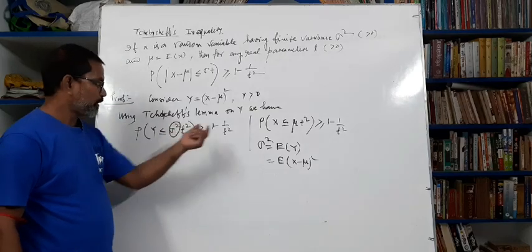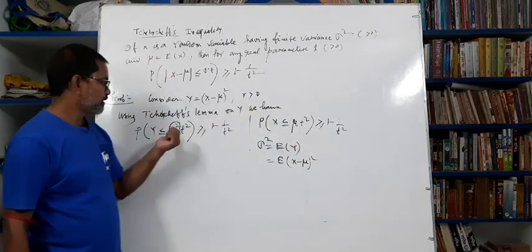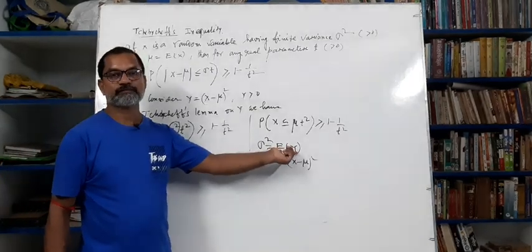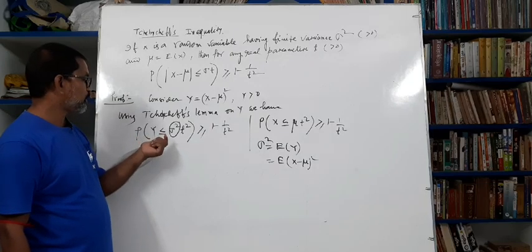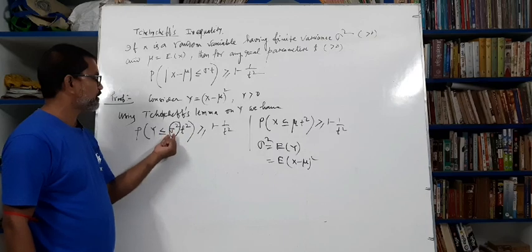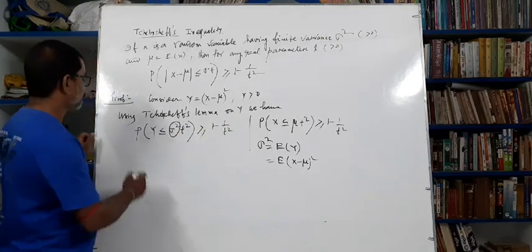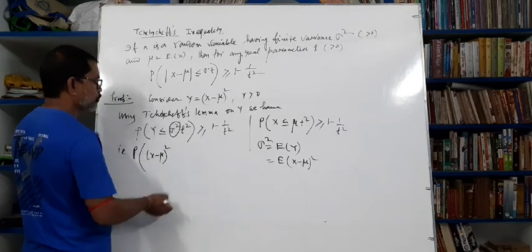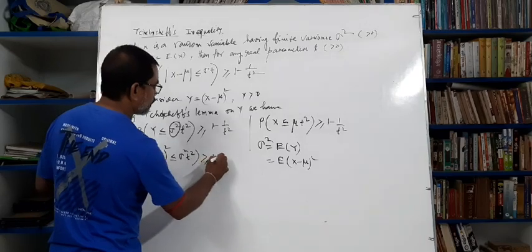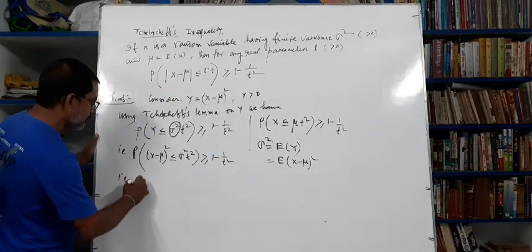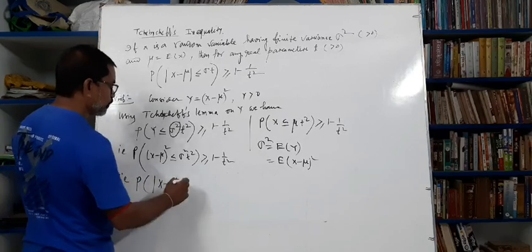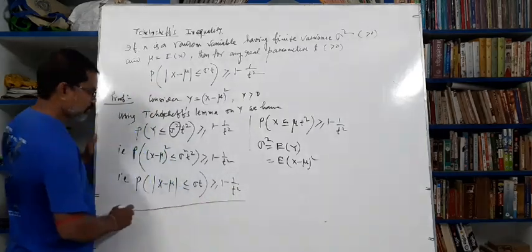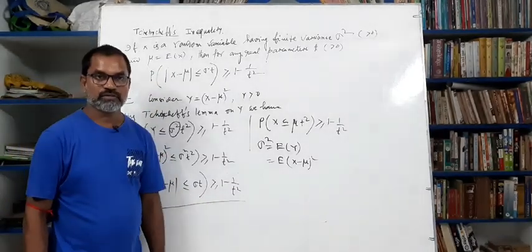So in place of mu, that is the expectation of x, we write, as we have used Tchebycheff's lemma on y, the term sigma square, which represents expectation of y. Therefore probability of y less than or equal to expectation of y times t square, that is sigma square t square, is greater than or equal to 1 minus 1 by t square. That is, probability of x minus mu whole square less than or equal to sigma square t square is greater than or equal to 1 minus 1 by t square. That is probability of modulus of x minus mu less than or equal to sigma t is greater than or equal to 1 minus 1 by t square. So we have reached the target.